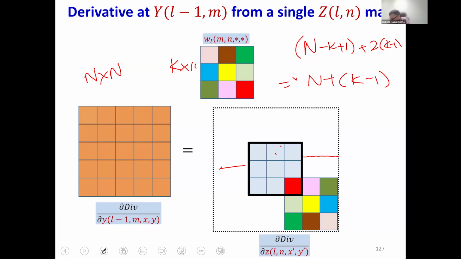But then when I convolve this n plus k minus 1 with a k cross k filter, I'm going to lose k minus 1 rows and k minus 1 columns, because convolution loses the boundaries. And that's going to give me a resulting n cross n derivative. Does that make sense?